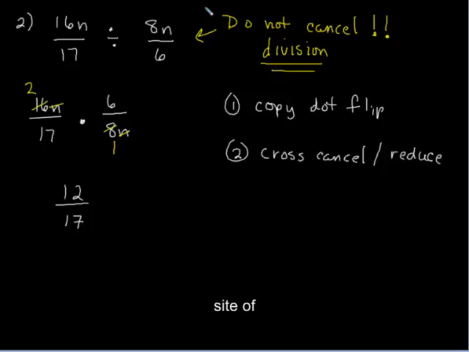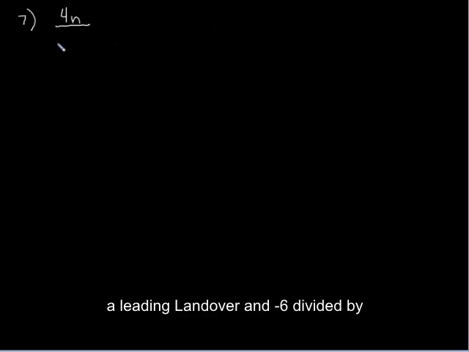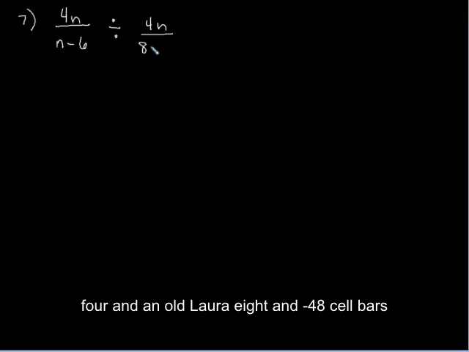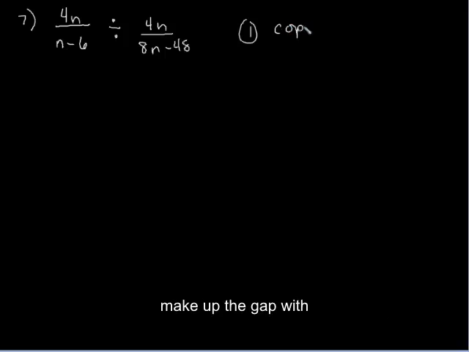If you have a little bit more of a complicated problem, sorry. Okay, we do 4n over n minus 6 divided by 4n over 8n minus 48. So first, I'm going to copy dot flip.